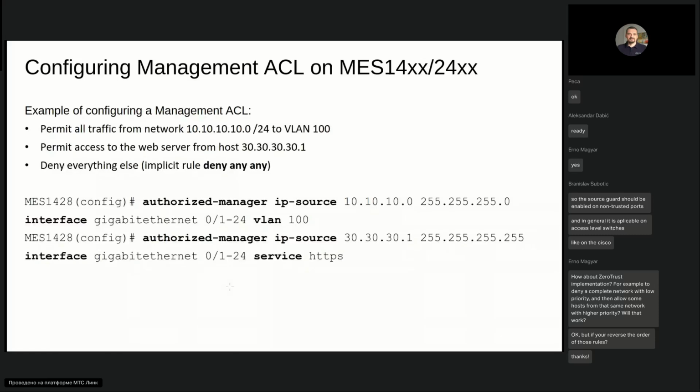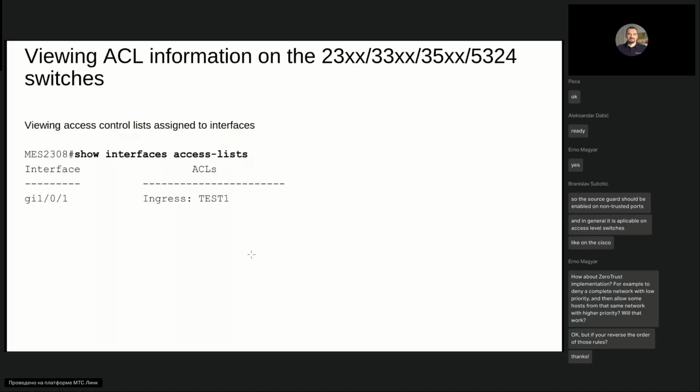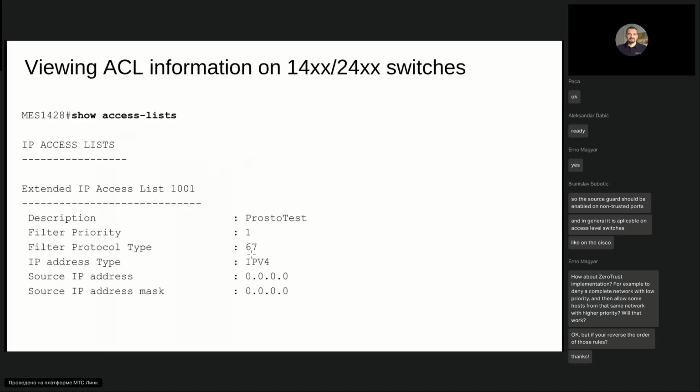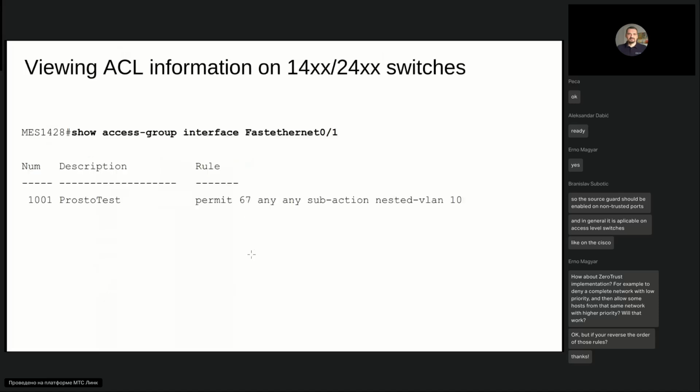In the 2400 series, we use the command authorized manager IP source. Then we say what will be the network that we allow the traffic from, and then the interface where it should come, and then, for example, the VLAN in which it should come. Also, we may employ the service command and then state whether we allow HTTPS or Telnet or SSH or something like that.